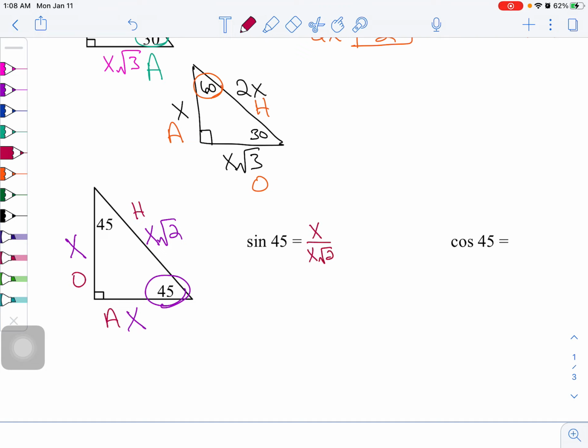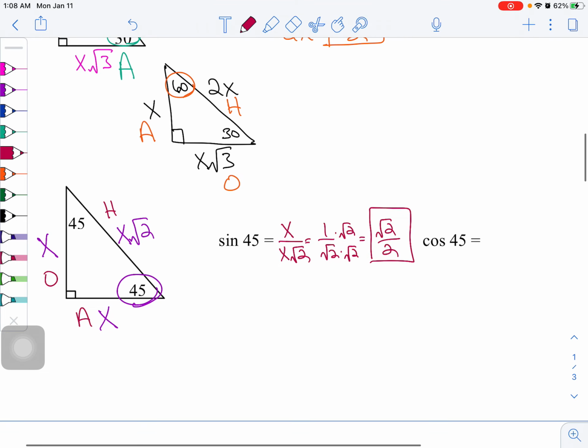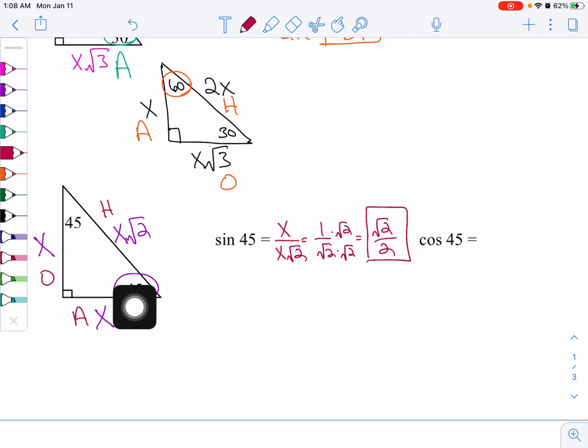All right, sine of 45 is opposite over the hypotenuse. Well, that's going to turn into 1 over root 2. When you rationalize that, and yes, you need to rationalize these, you get root 2 over 2. Okay, so the sine of 45 is root 2 over 2.